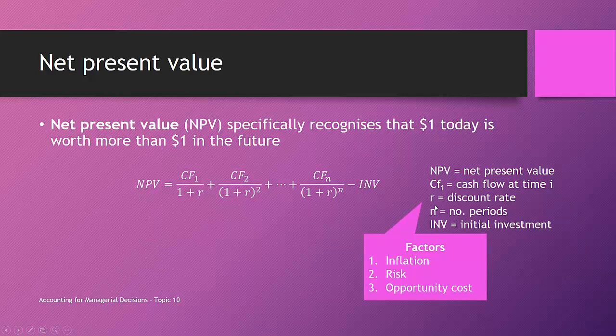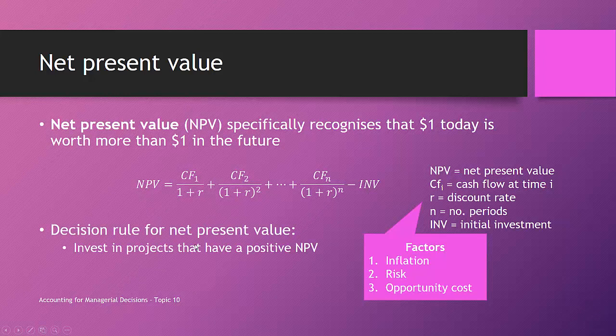The factors involved in working out the discount rate, so the r, things like inflation and risk and opportunity costs, are going to play a role in this. Coming up with a discount rate is not something that we'll be looking at in this particular subject. Obviously, it's going to be an important part of working out the viability of a project, and there are ways to do it, but it's outside the scope of what we're going to be doing here. The decision rule for net present value is to invest in projects that have a positive net present value. That means you are going to be better off investing in it than not.